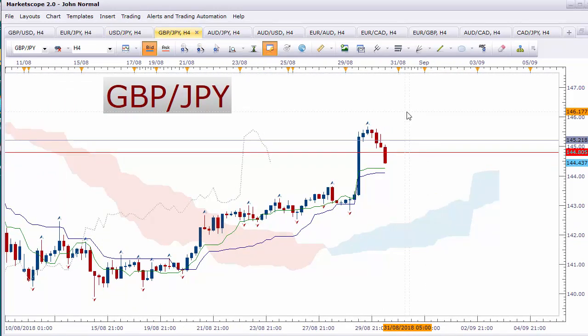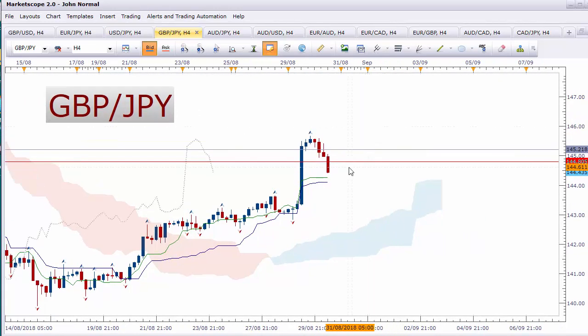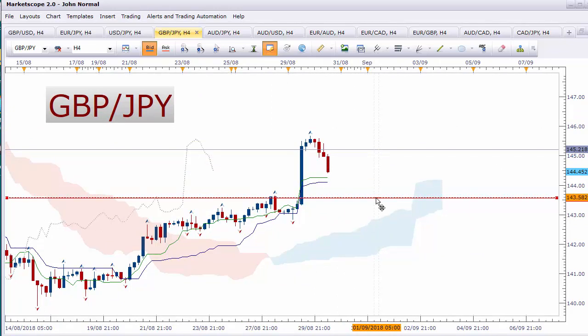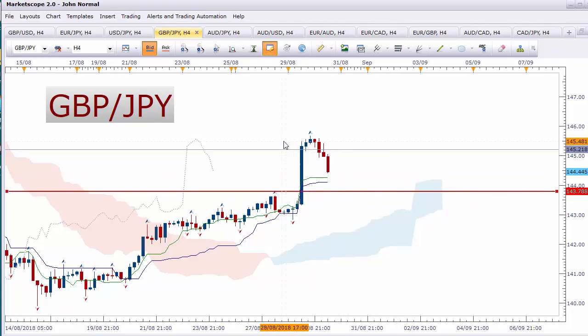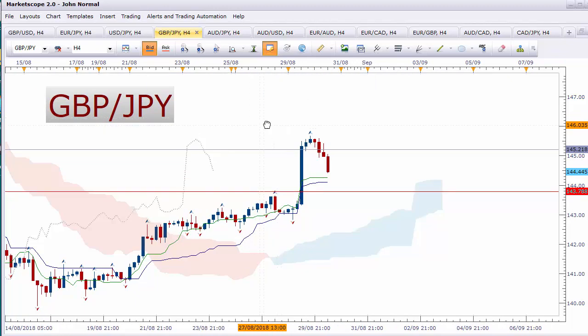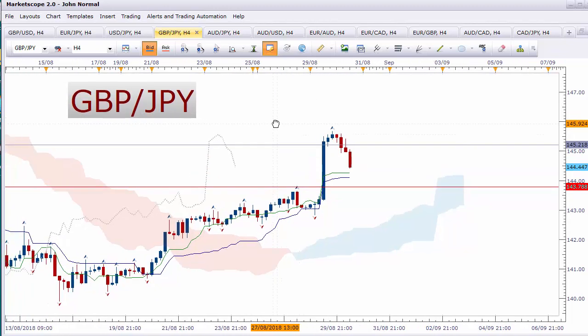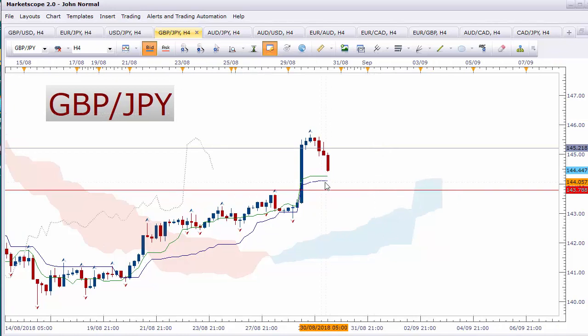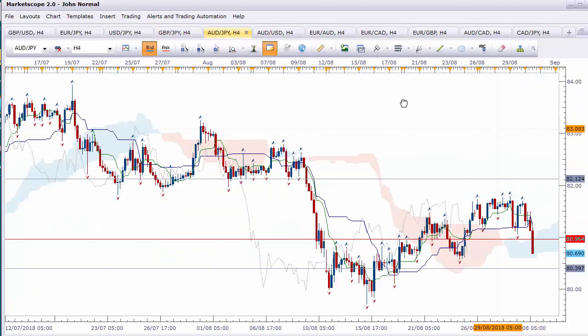Pound yen. Here we're looking at a potential bounce on this level here, I'll put this red line. We're going to look at that level, or Tenkan-sen and Kijun-sen. But at the moment it's in a strong down trade. There's no trade at the moment. We're waiting on this to see what it does at one of these levels, and then we can make a decision from there. So that's pound yen. Aussie yen.